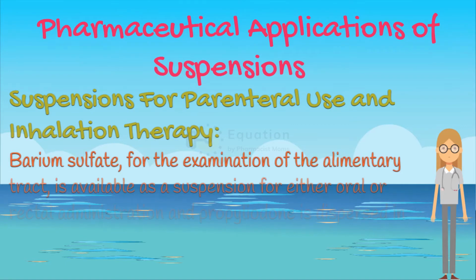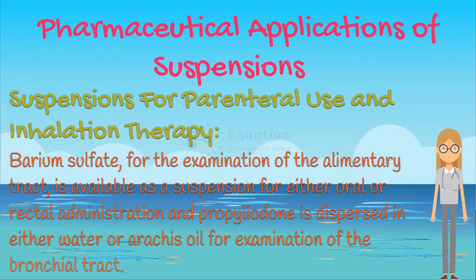Barium sulfate, for the examination of the alimentary tract, is available as a suspension for either oral or rectal administration, and propyliodone is dispersed in either water or arachis oil for examination of the bronchial tract.